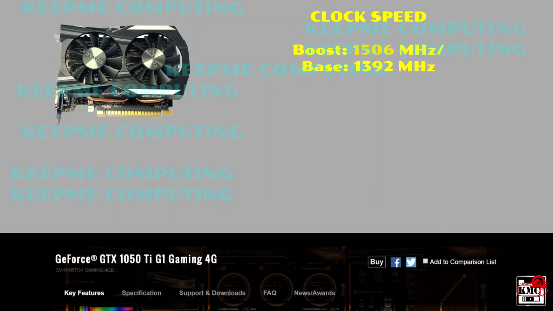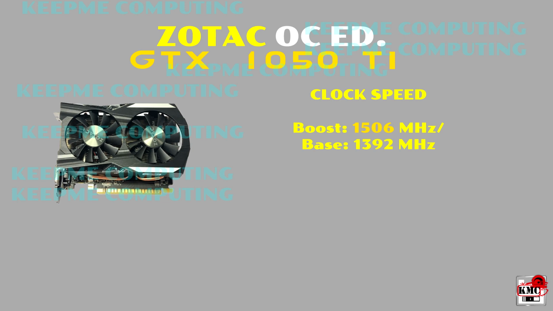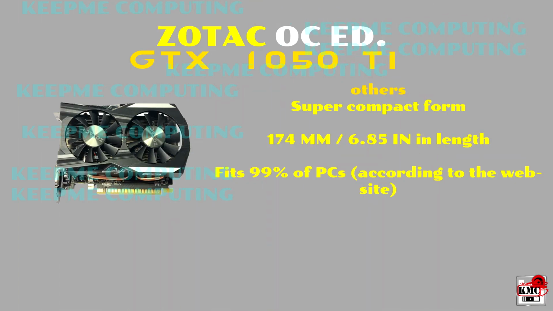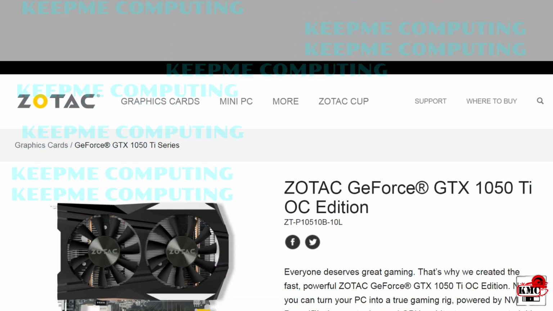Now we look at the Zotac overclocking edition. This is the 1050 Ti with 1506 boost speed, same as the other two. So this is one of the three fastest 1050 Ti's currently. But uniquely, this is a very small design and only has two 70mm fans. Same 128-bit pipeline, 4 GB. But the fact that it could fit two 70mm fans is quite astonishing because the size is only 174mm or 6.85 inches in length, which is a super compact form.